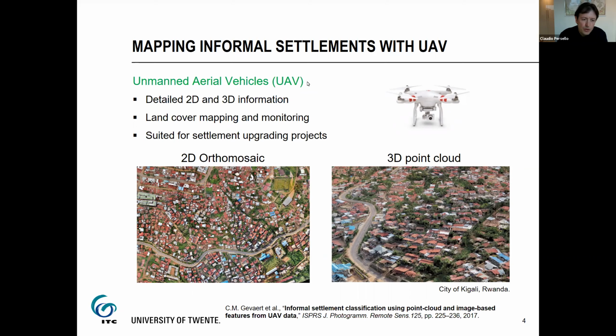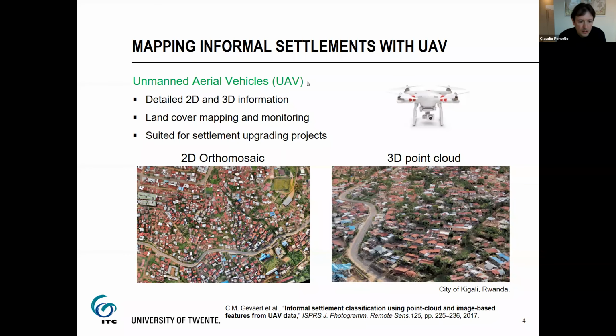And thanks to photogrammetric and dense matching techniques, we can also extract three-dimensional information from these images in the form of point clouds or digital elevation models. This rich geometric information is very important for mapping applications and also is suitable for supporting upgrading projects that aim at improving the livelihood of people living in slums. And one of such projects was based in the city of Kigali in Rwanda, and our activity was actually linked to that project.